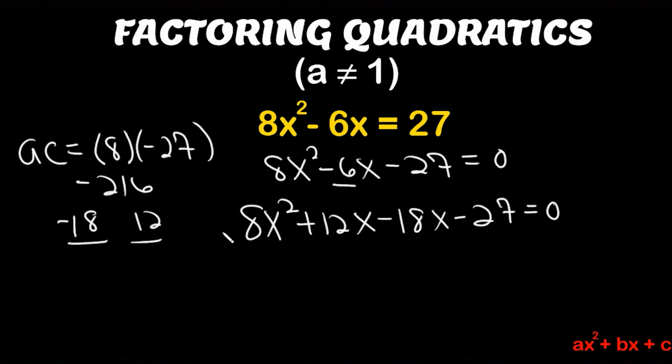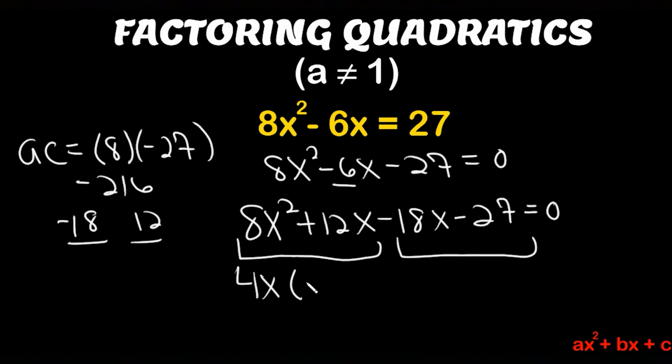So from here, we want to factor by grouping. So I'm going to group together my first two terms and then my last two terms. What can we pull out here? Well, it looks like I can pull out a 4. I can also pull out an x. So 4x. Then I'll have 2x and then plus 3. Okay, close it, done.